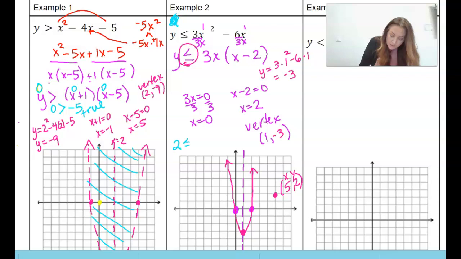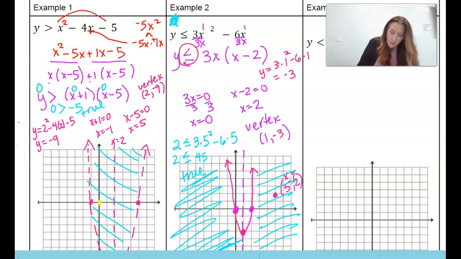Is 2 less than or equal to 3 times x is 5, so 5 squared minus 6 times 5? Well, that's 2 is less than or equal to, we're going to type that in. So we get 75 minus 30, which is 45. Well, yeah, that's true. So that means that this point is true, so it gets shaded. And so that means this time everything's outside. And some students can see like, oh, if we're less, that means we need to be below. And that's true. If we were greater, we needed to be above. It's just sometimes it's hard for students to tell what's above.